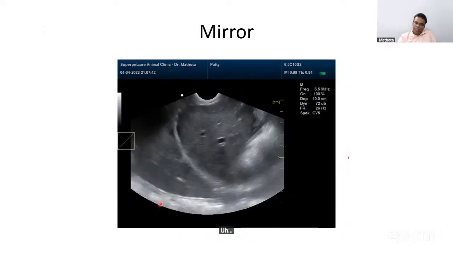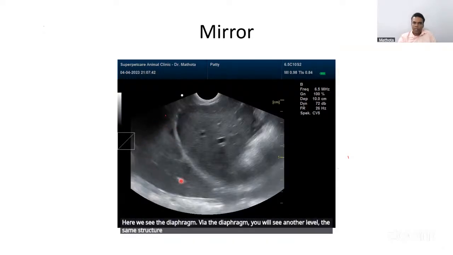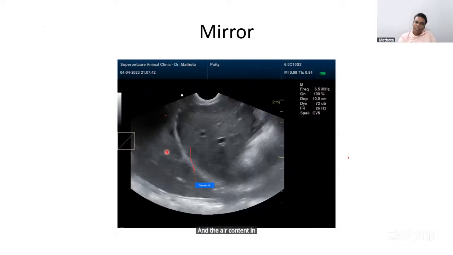Then you will see mirror image. Here you will see the liver lobe, left liver lobe. Here you will see the diaphragm. Beyond the diaphragm, you will see another liver, the same structure, a liver-like structure. But normally it should be lungs here. You can't see lungs because of this diaphragm and the air content in the lungs. Ultrasound doesn't penetrate from that place, so you will get a mirror image like this. This is called mirror image artifact.